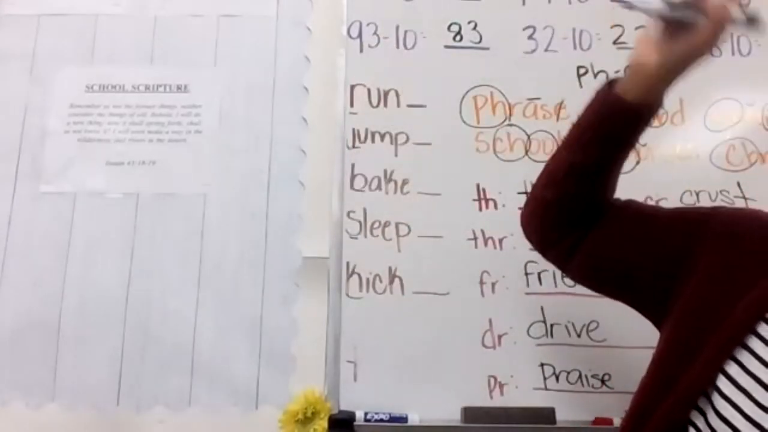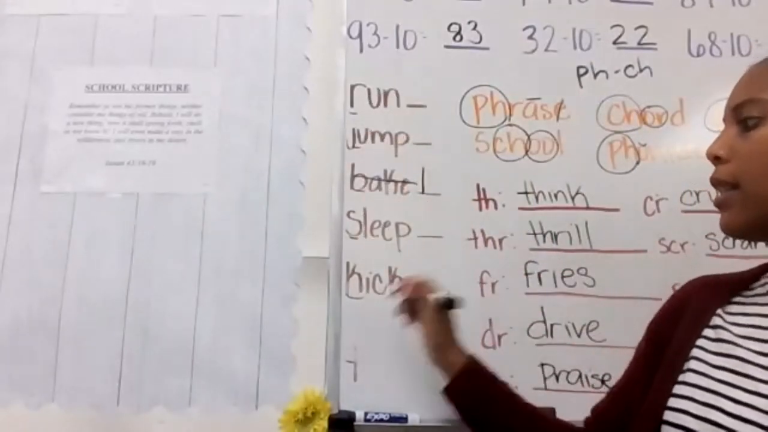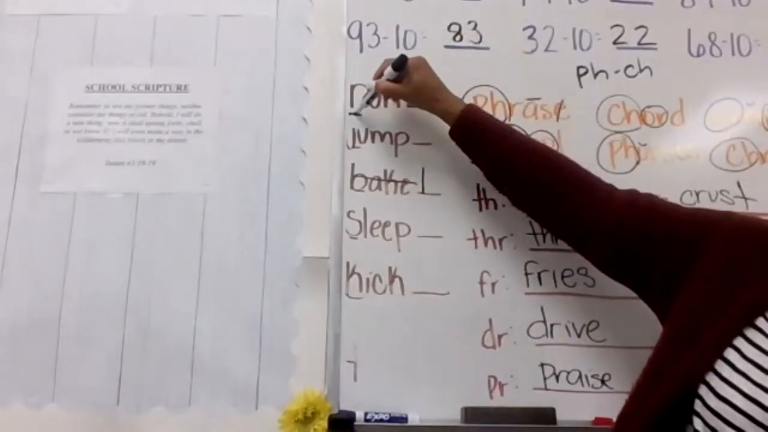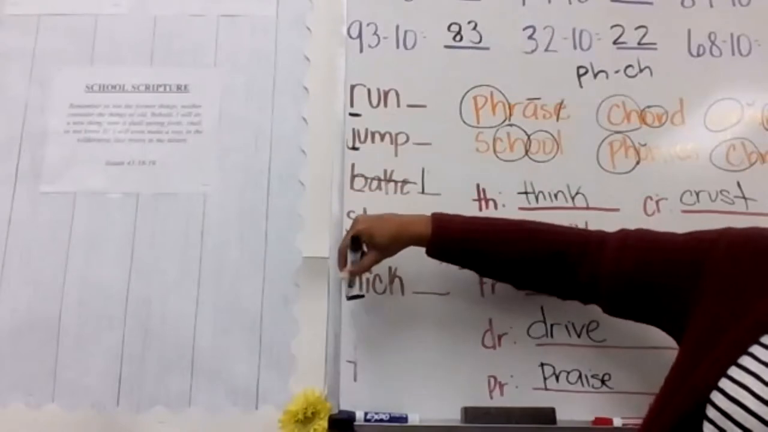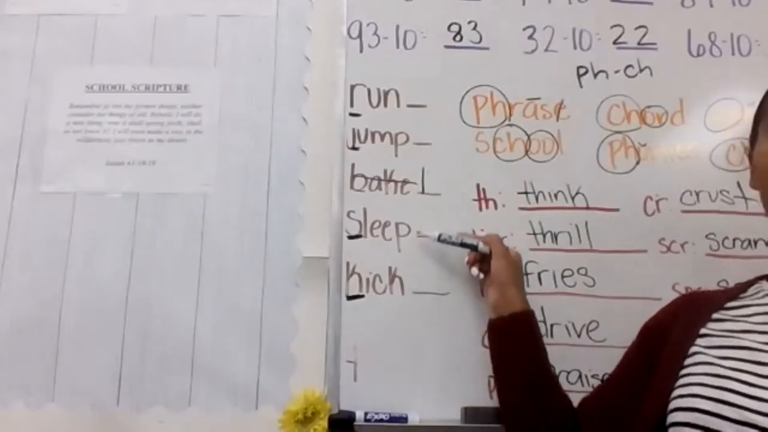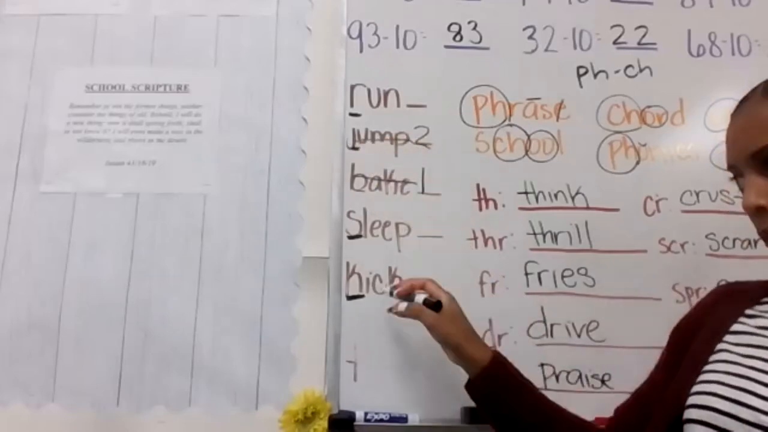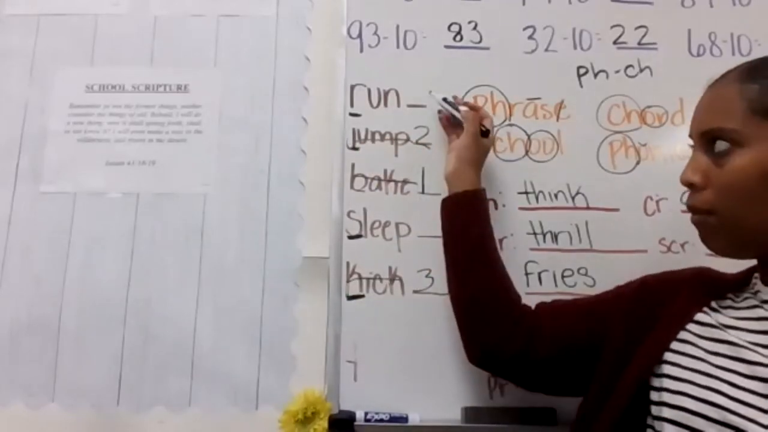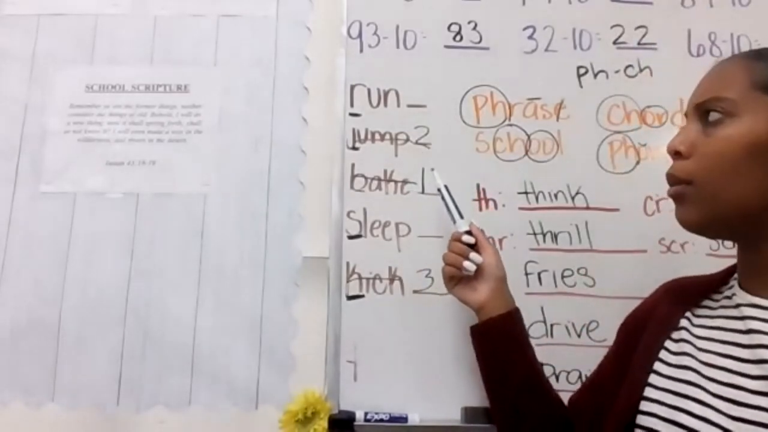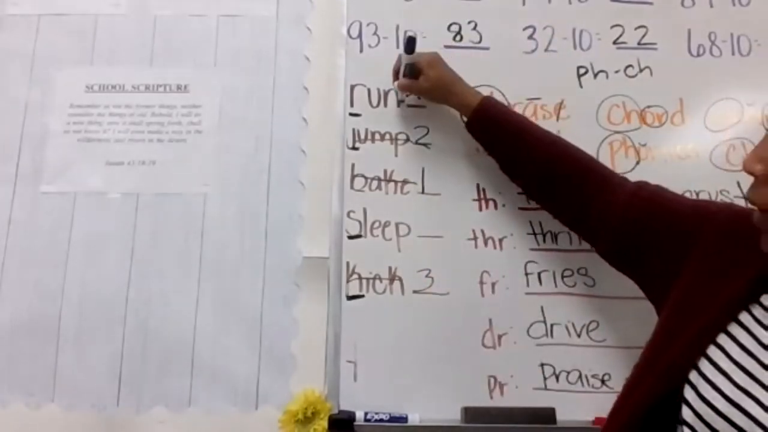So let's start with our first letter of the alphabet. A. Any A's? No. B. Yes. So bake would be first. Any C's? No. D. No. E. No. F. No. G. No. H? No. I? No. J? Yes. Jump. K? Yes. Kick. L? No. M? No. N? No. O? No. P? No. Q? No. R? Yes. Run. And then our last one would be S.